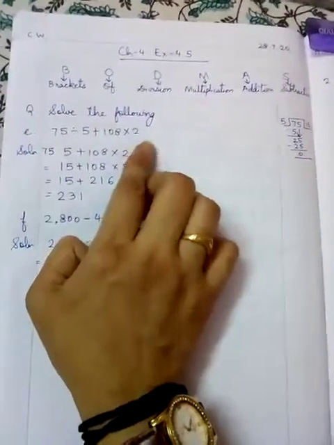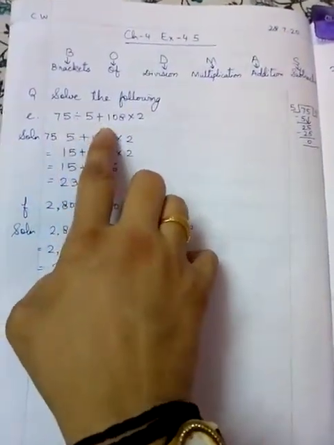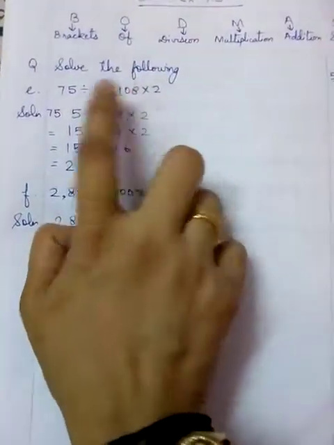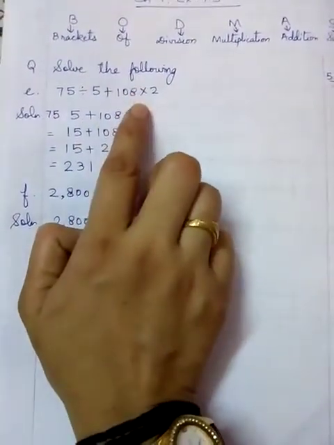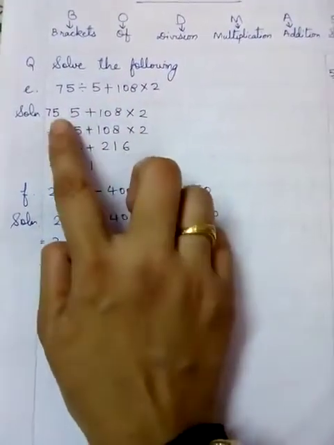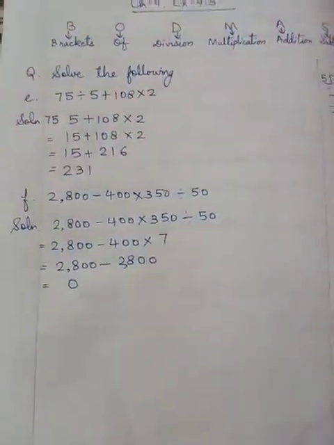The question is: solve the following. The right hand side column is maintained. E part: 75 divided by 5 plus 108 into 2. Start with division, then multiplication, then addition, right? So I have written the question.